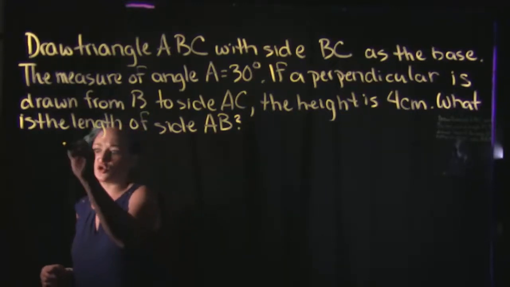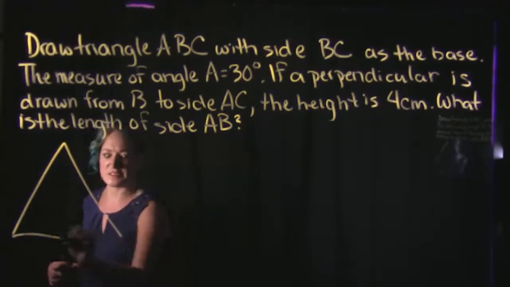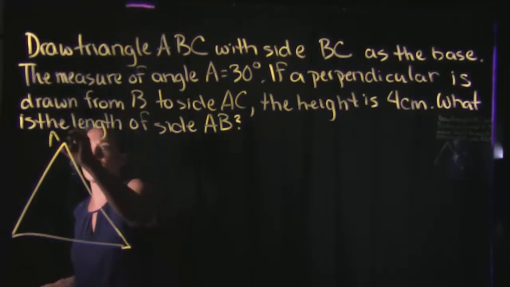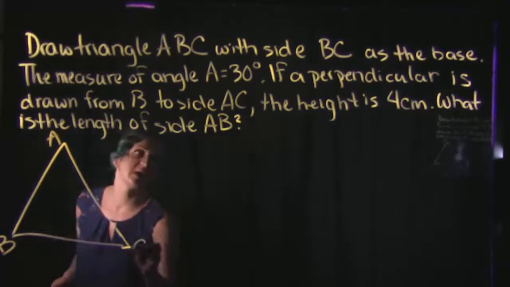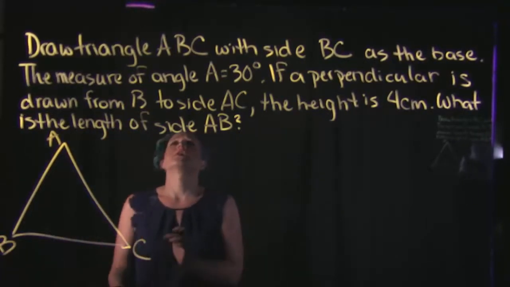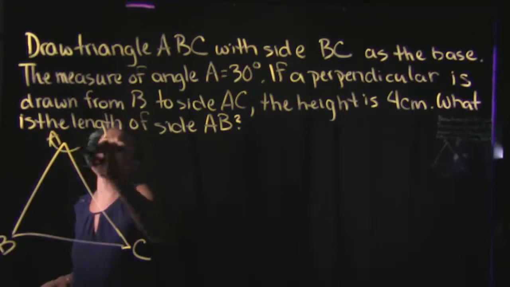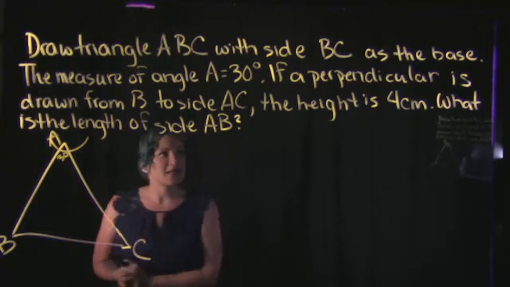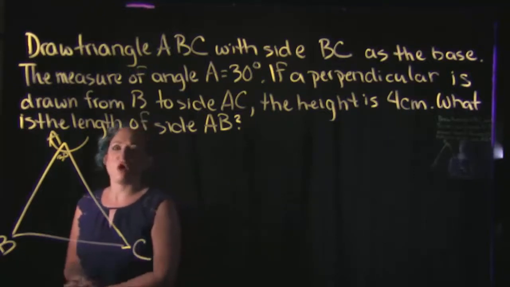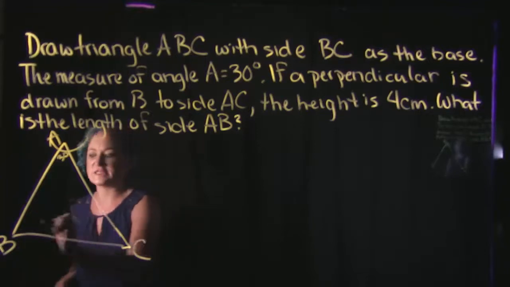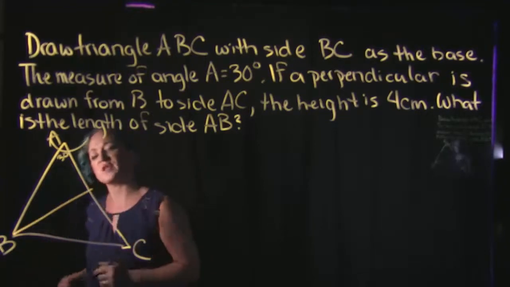So it says to draw a triangle ABC with BC as the base. So I'm going to call this one A, this will be B, this will be C. So it wants BC to be the base. The measure of A is 30 degrees, so here goes A right over here, that is 30 degrees. It says a perpendicular is drawn from B going to side AC. So that's going to look something like that.